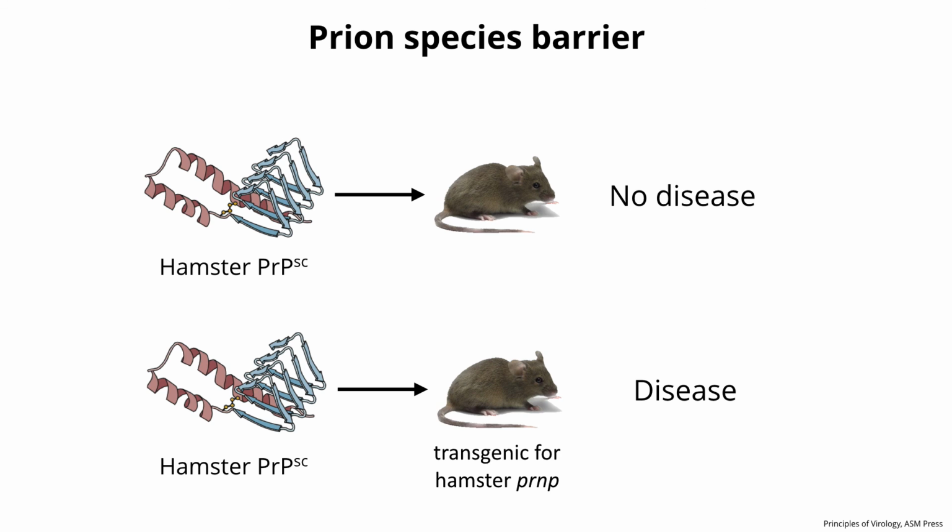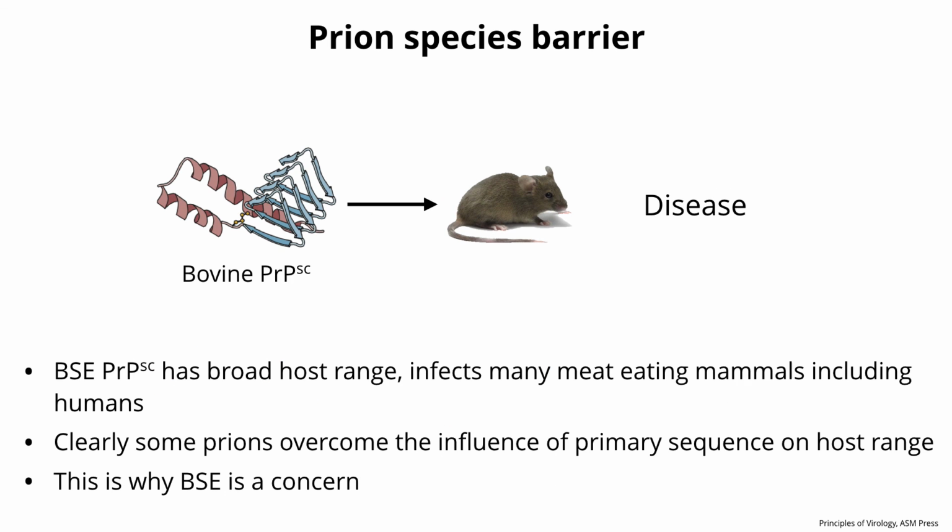So it's a nice way to test the risk of any particular species. How about cows? Unfortunately, if you take cow PrPSc and inoculate it into mice, you get disease, because cow PrPSc has a wide host range, and that's why cow PrPSc was able to infect humans. And that's why we're still afraid of BSE in cows.